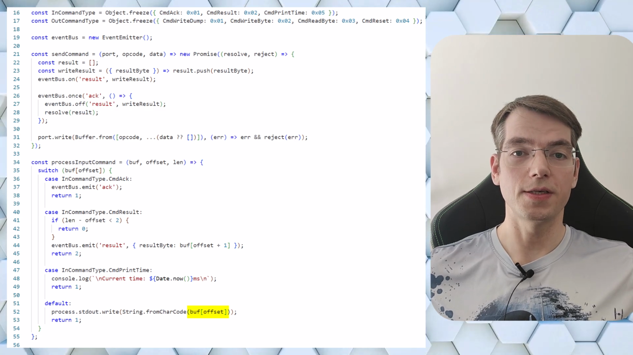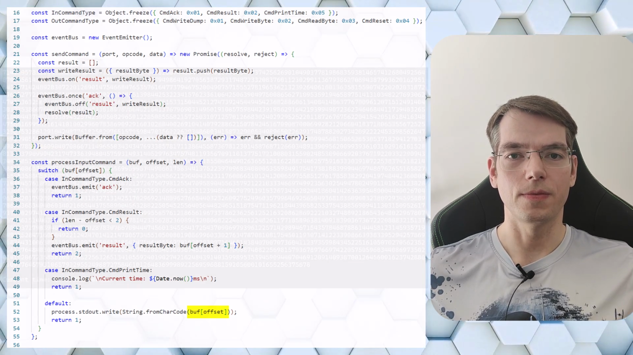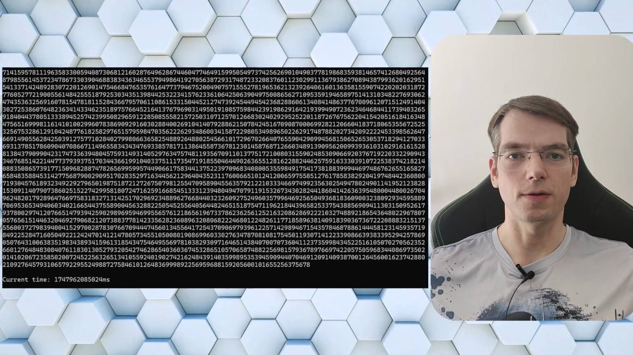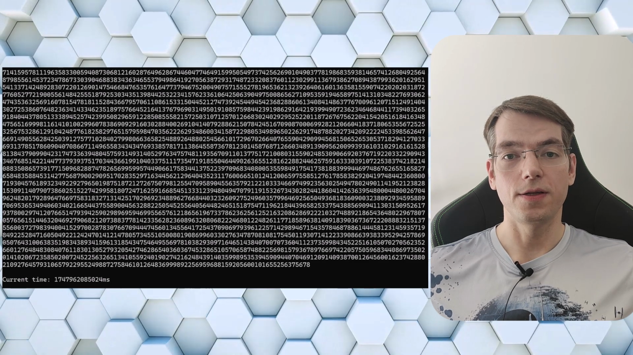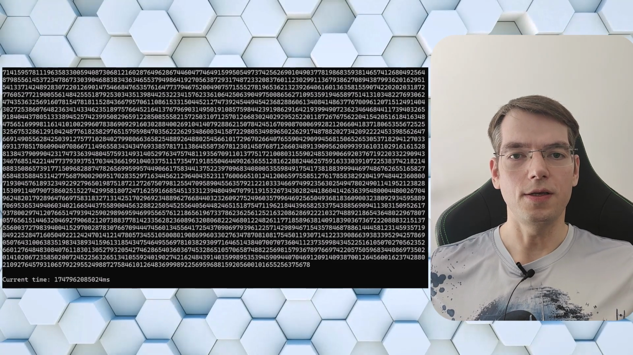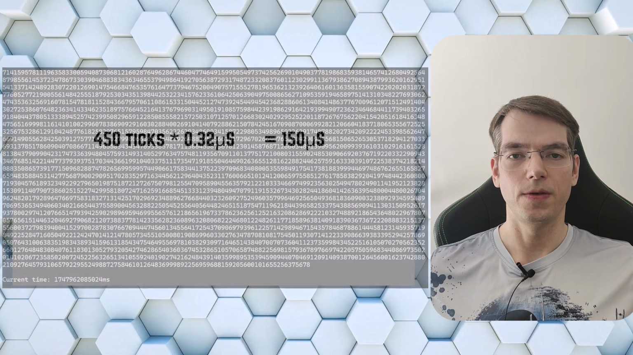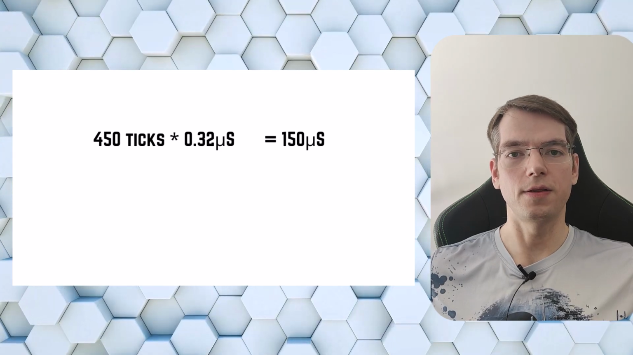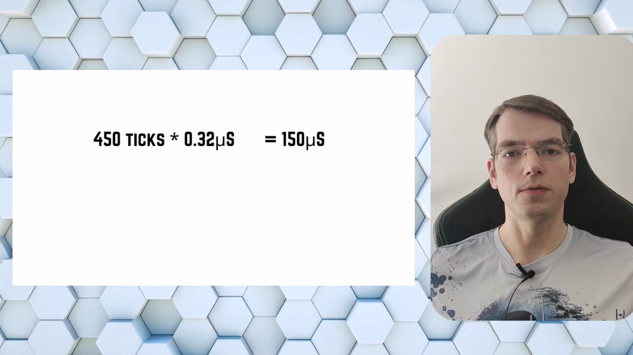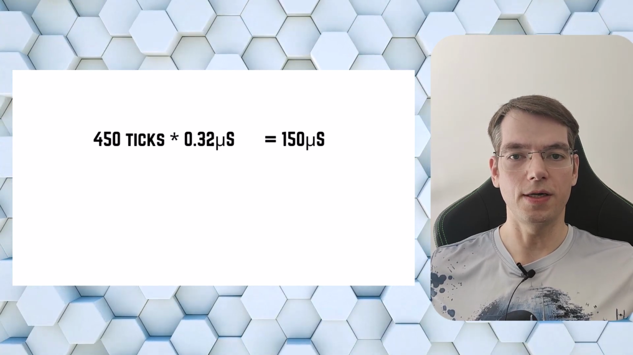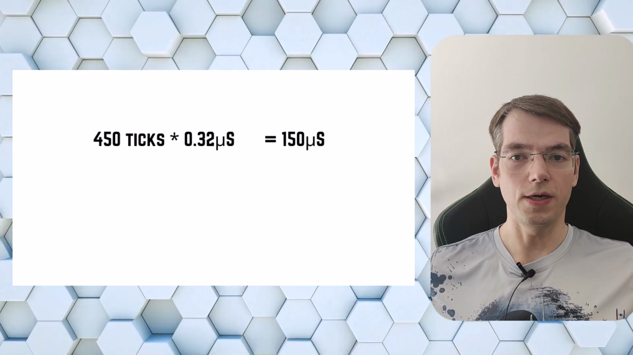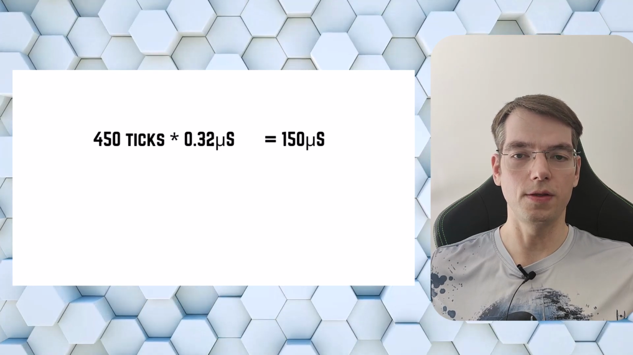Why? To explain that I need to talk about one program. This program streams a lot of data via UART, and the regular delay between bytes that it wants to send is 450 ticks, which translates to 150 microseconds. If we calculate how much time it would take for a single byte transfer, it would be 10 bits: 8 bits of data, one start bit and one stop bit.